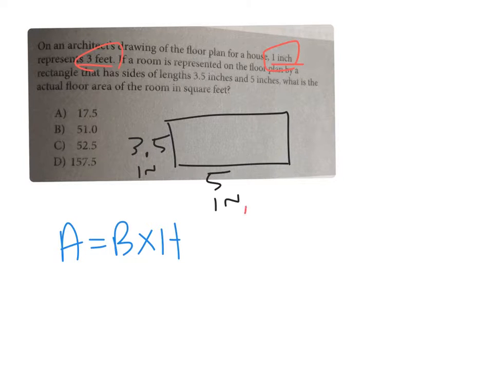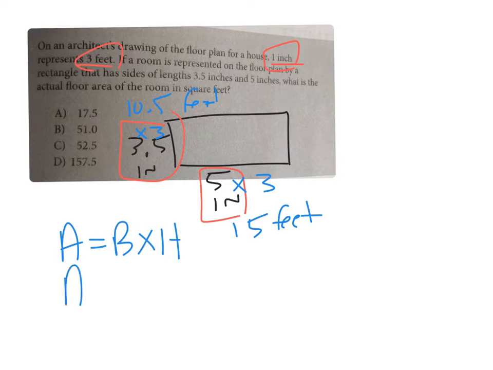So since this is 5 inches, the actual dimension is 5 times 3, or 15 feet. Since 1 inch is 3 feet, 5 inches is going to be 15 feet. And same difference over here. If this is 3.5 inches, and each inch is 3 feet, I'm just going to multiply that by 3 to get 10.5. So here the width is 10.5 feet.